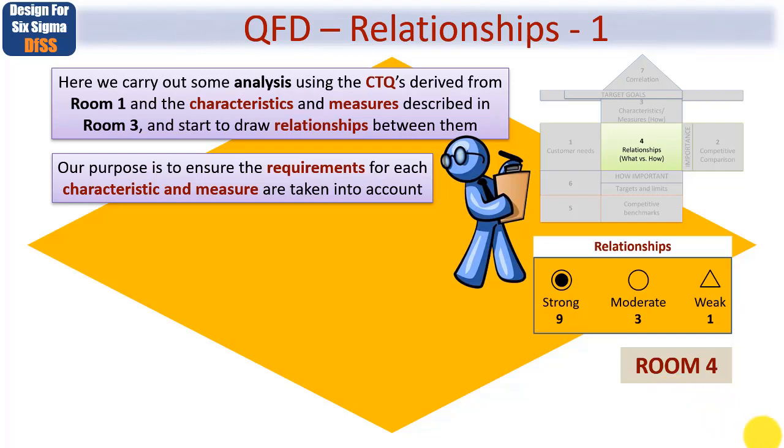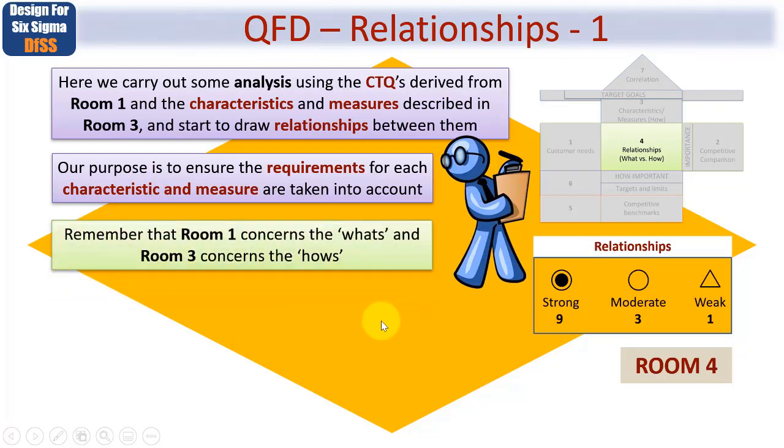The way in which you might lay out the relationships, as I'm suggesting here, would be using a scale of 1 to 9, 1 for weak, 3 for moderate, and 9 representing a strong relationship. Now do remember, going back to when we looked at Room 1, that concerns the whats, and Room 3, which we looked at in the previous module, concerns the hows.